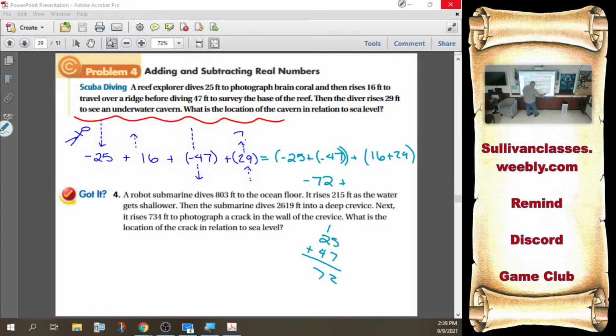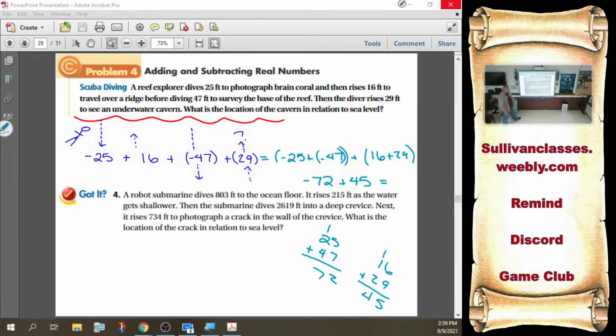Compatible number parts. Take 16 plus 29. 45. Okay? So now when I go smacking those together, because I have all of my negatives in one basket and all of my positives in another basket, we now have, who's bigger? Negative. So I know my answer is going to be negative, which makes sense. He didn't come flopping out of the water like a dolphin. He's still under the water.